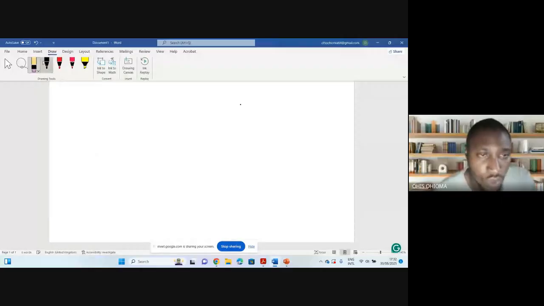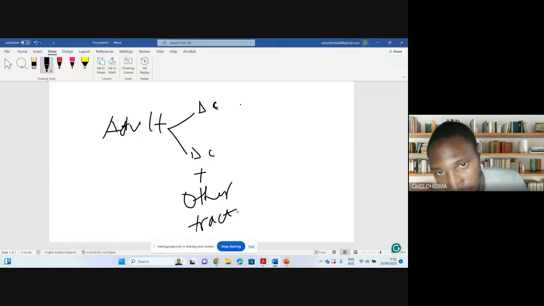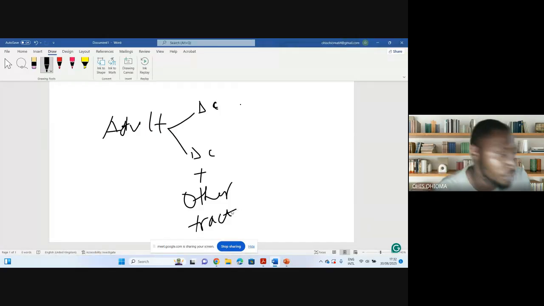So for the adult one, right? You can use 2 ways, but I am very comfortable with the dorsal column involvement. So here, when there's dorsal column symptoms only, and here, when there is dorsal column involvement plus other tracts. Right? So let me just put it like this so that you guys can get it.